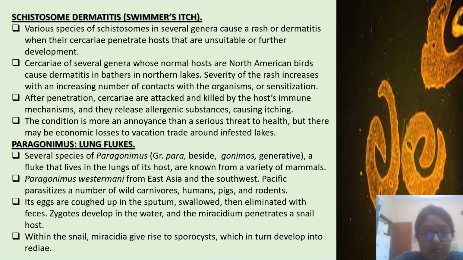Next, Paragonimus or lung flukes. Several species of Paragonimus, a fluke that lives in the lungs of its host, are known from a variety of mammals. Paragonimus westermani is from East Asia and the Southwest Pacific; it parasitizes a number of wild carnivores, humans, pigs, and rodents. Its eggs are coughed up in sputum and swallowed, then eliminated with the feces. Zygotes develop in the water and the miracidium penetrates a snail host. Within the snail, miracidia give rise to sporocysts, which in turn develop into redia larvae.